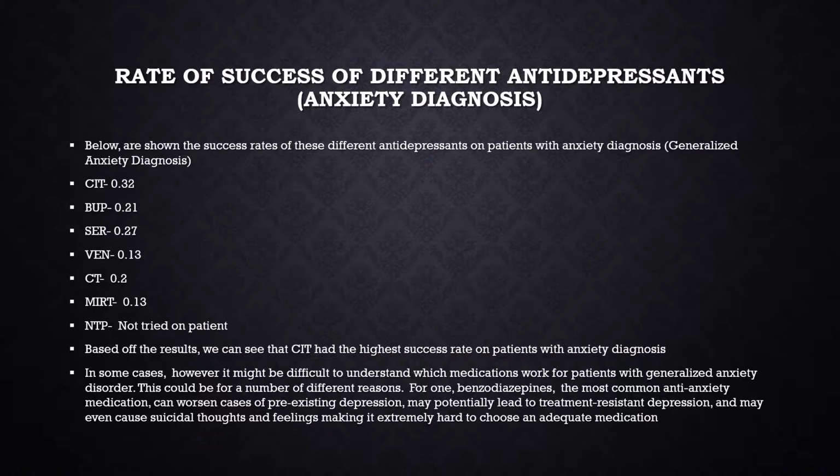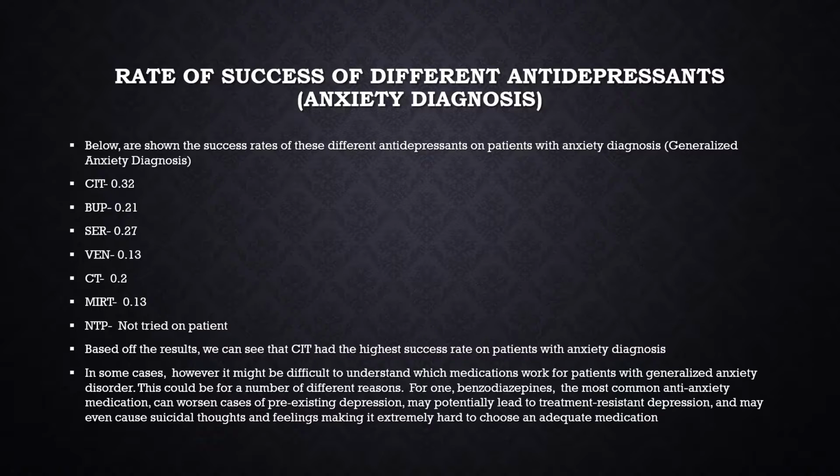Based off the results, we can see that CIT had the highest success rate on patients with anxiety diagnosis, and antidepressants like VEN and MIRT had the lowest. In this next bullet point, I address the question on why I think it is difficult for certain medications to work on patients with generalized anxiety depression.